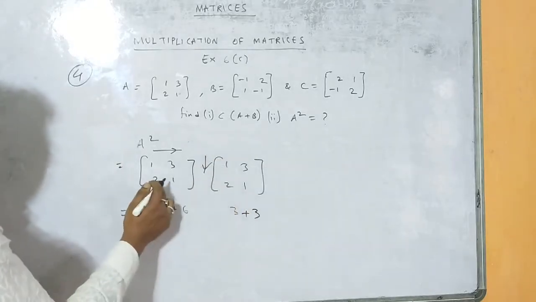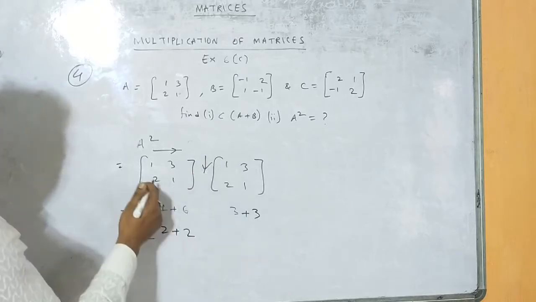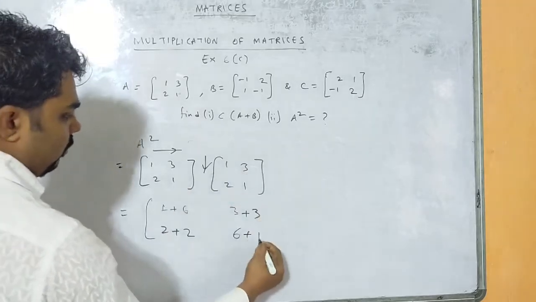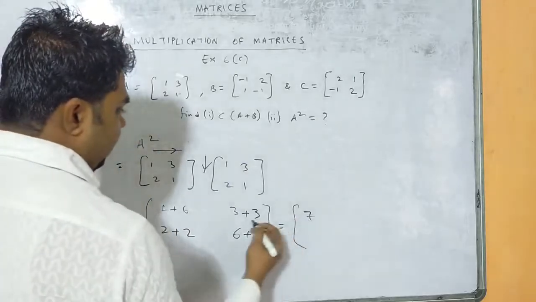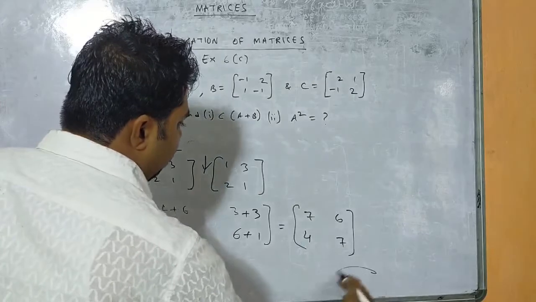Row 2 with column 1: 2 into 1, 2, plus 1 into 2, 2. Row 2 with column 2: 2 into 3, 6, plus 1 into 1, 1. So what will be our answer? 6 plus 1, that is 7. This is 6, 4 and 7, right? So this is our answer.